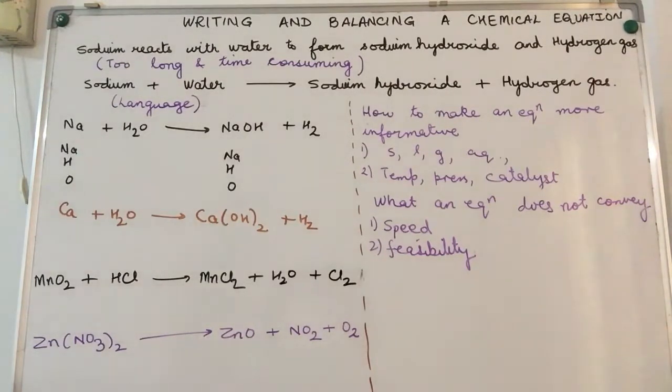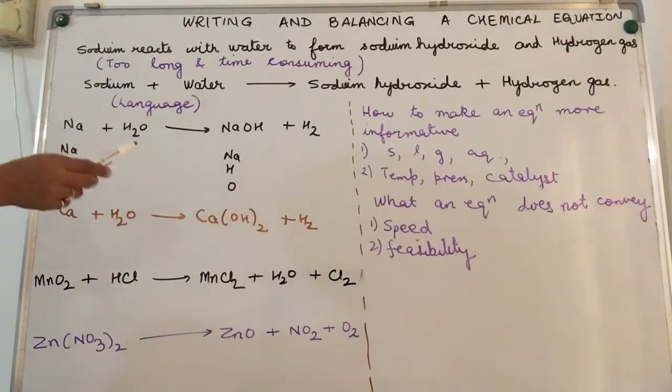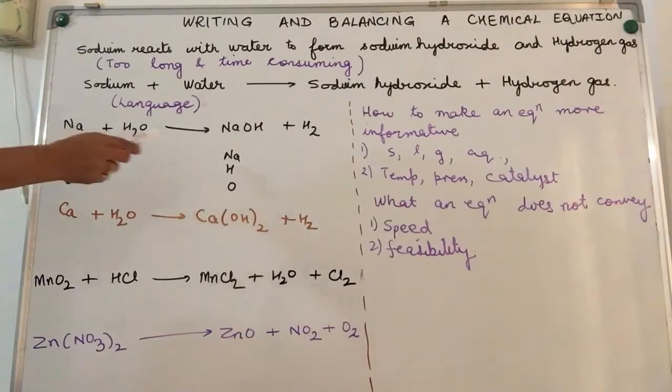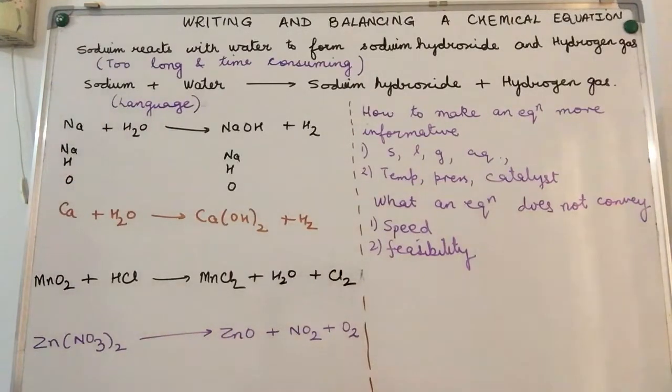First of all, let's break it down. What is a chemical equation? Chemical equation is nothing but the symbolic representation of a chemical change. That means when a chemical change happens and we represent it with the help of symbols for the elements and the compounds, it becomes a chemical equation.